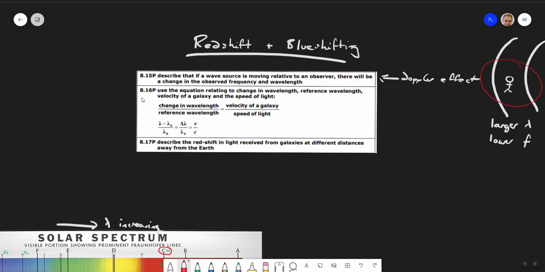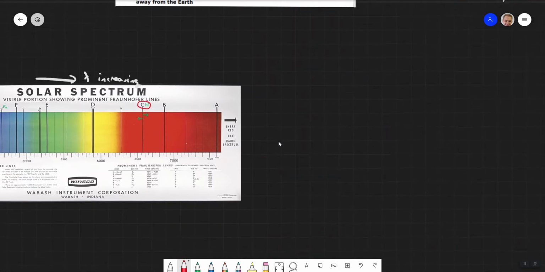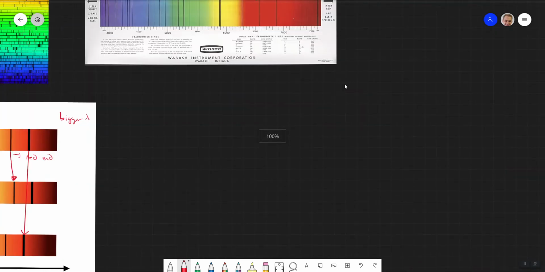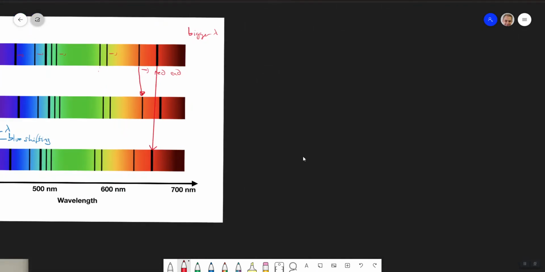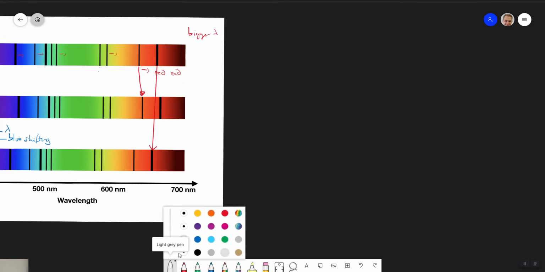So this is the equation that we have: the change in wavelength over the reference wavelength. This is what we'd measure if we're looking at the sun or in the laboratory. This should be the true wavelength it should be, and it is equal to the speed of the galaxy over the speed of light. Let's see this in action. Let's do a little calculation. I'm going to work through this on my calculator.